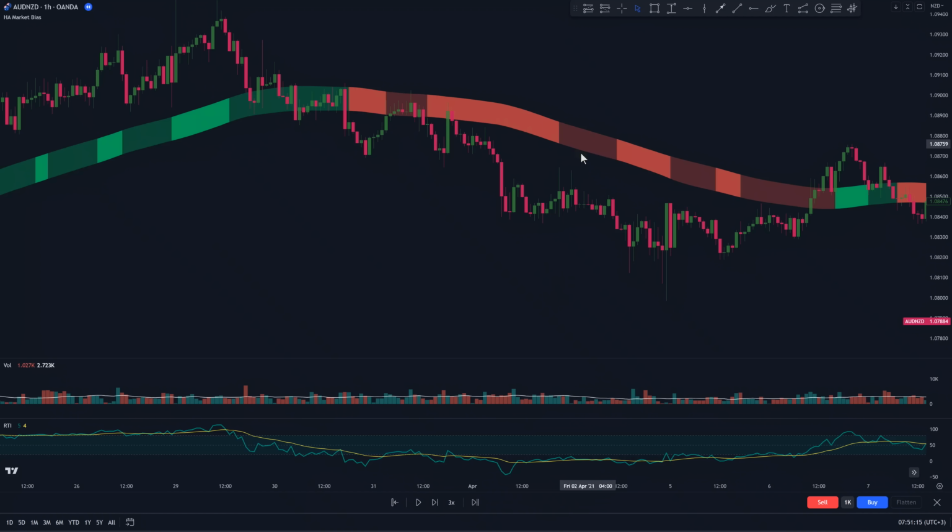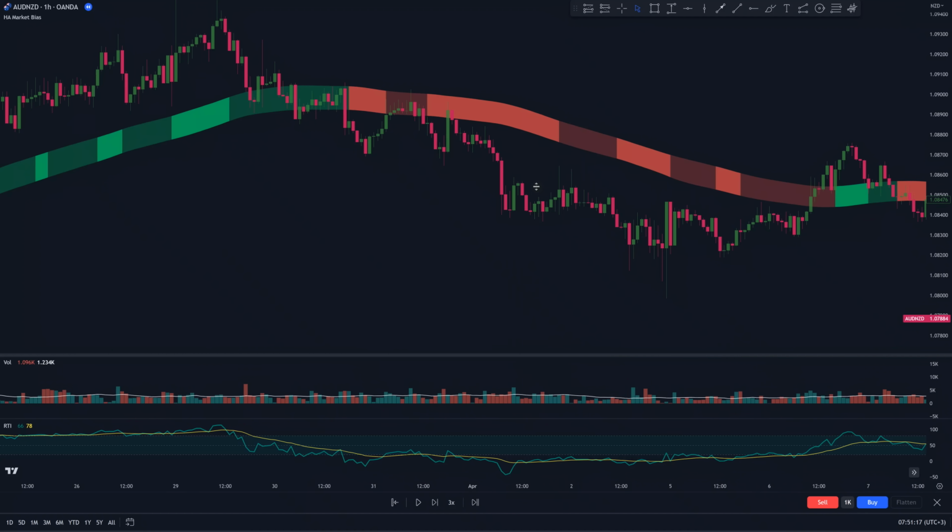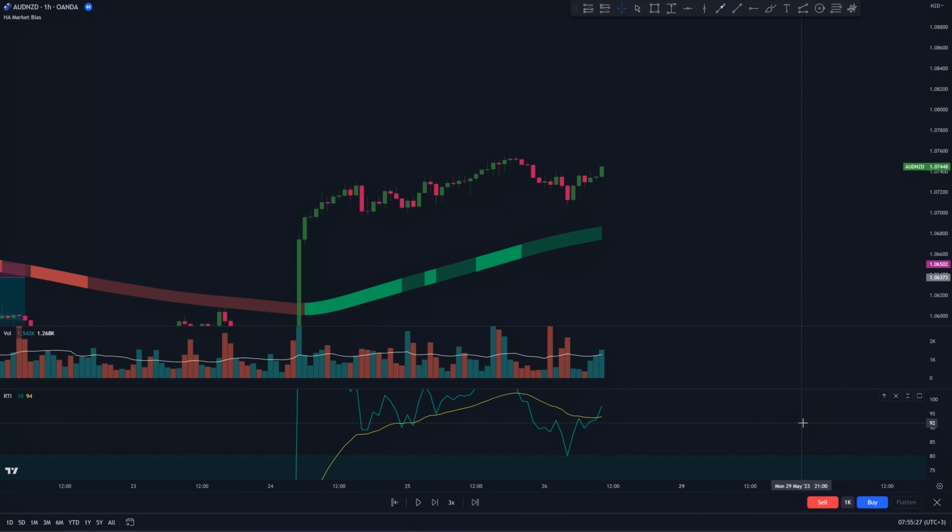The volume indicator is going to be used for volume confirmation. I'm going to show you what that means when we take a look at some actual trades. Now, to take a long trade, these are the conditions.